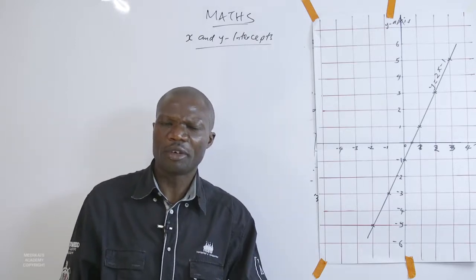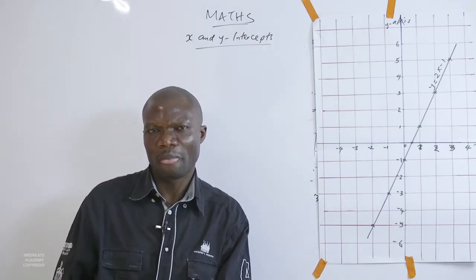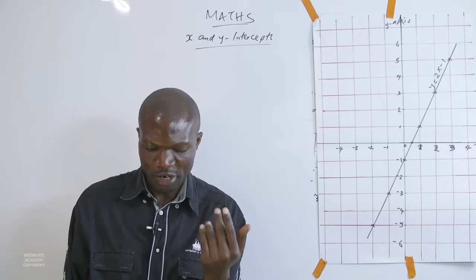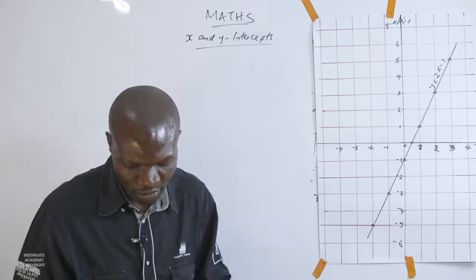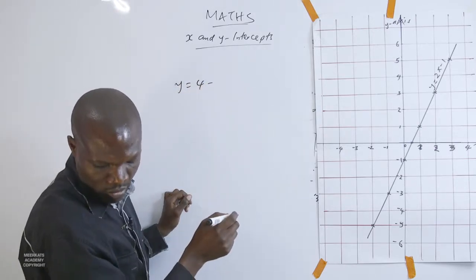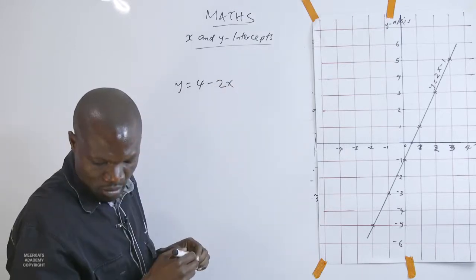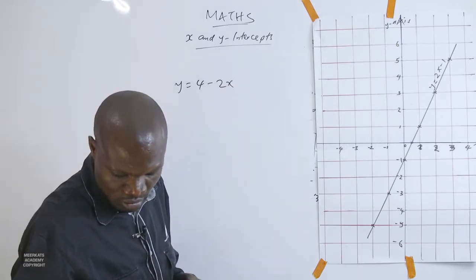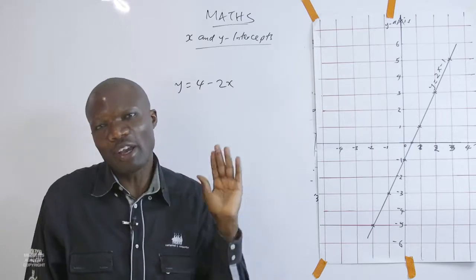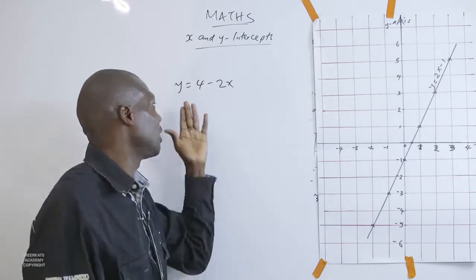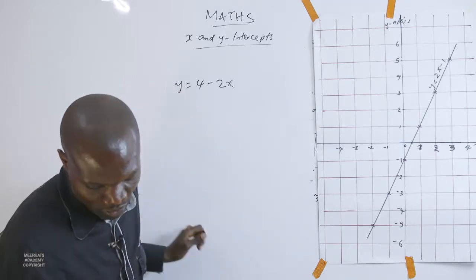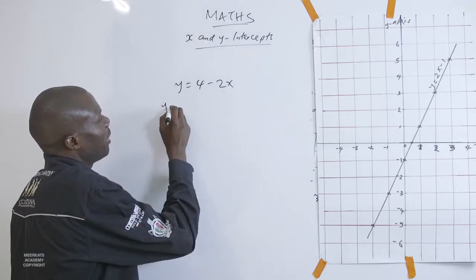Now, then the question comes in. How easier can we identify these intercepts? How can we easily find the intercepts? For example, now they are asking us to find the y-intercept and the x-intercept in this rule. Let us start with the y-intercept.